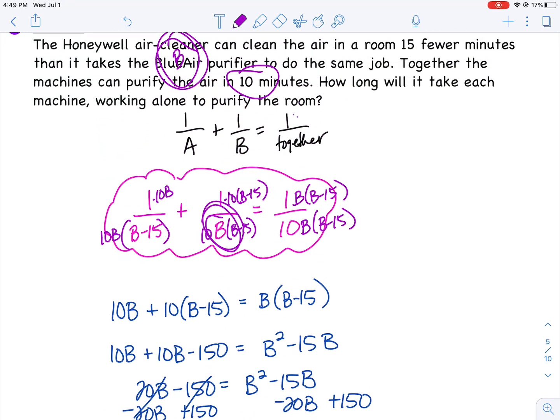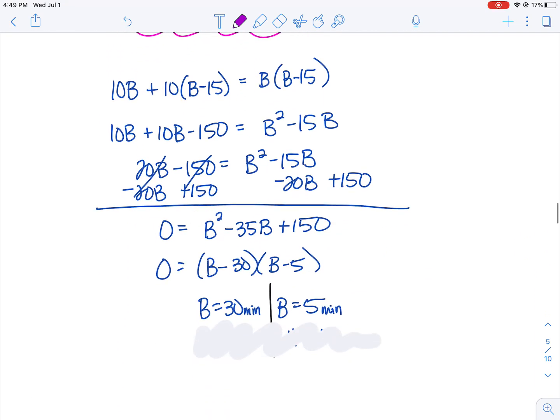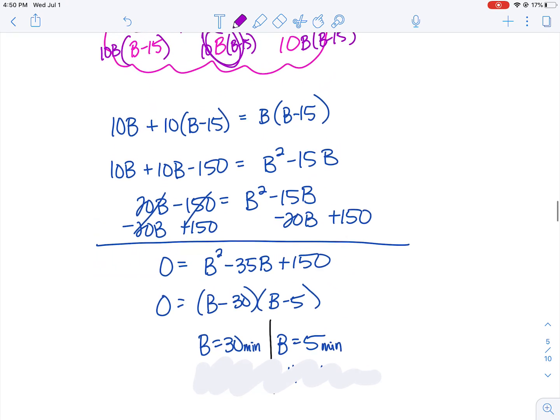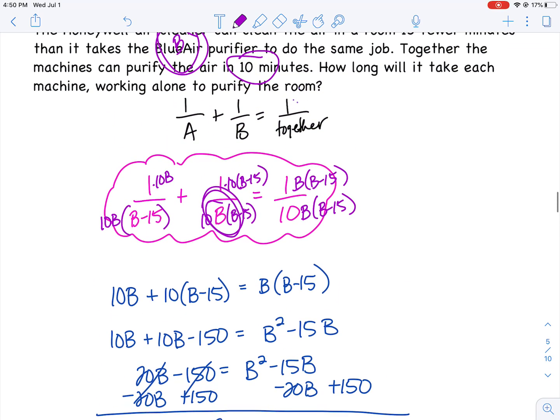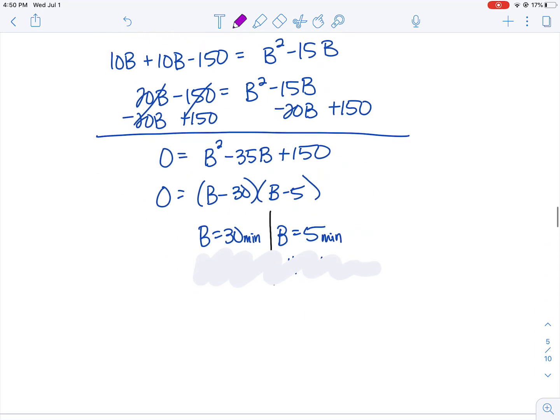So we don't just want to figure out how long it will take Blue Air. We also want to figure out how long it's going to take the Honeywell air cleaner to clean the air. Remember that it took the Honeywell air purifying machine 15 minutes fewer than the Blue Air. So if the Blue Air took 30 minutes, can I subtract 15 from that to figure out how long it would take Honeywell? Well, if Blue Air does the job in 30 minutes, then it should take the Honeywell air purifying machine only 15 minutes to do the job.